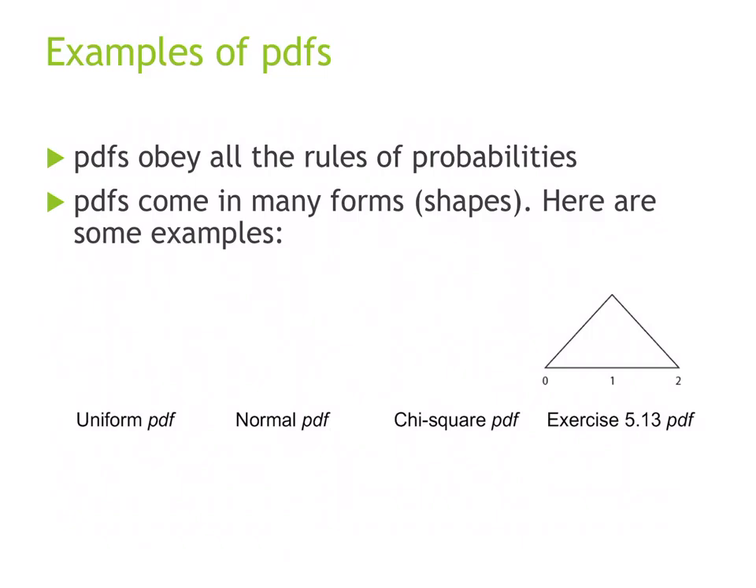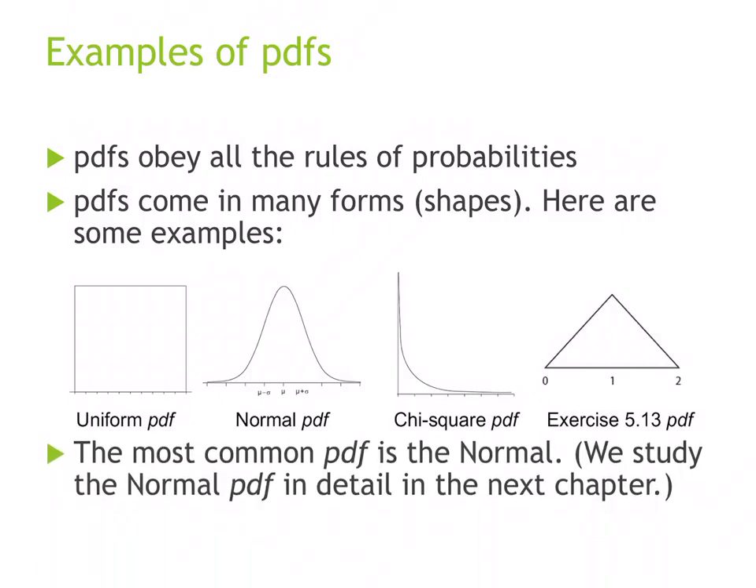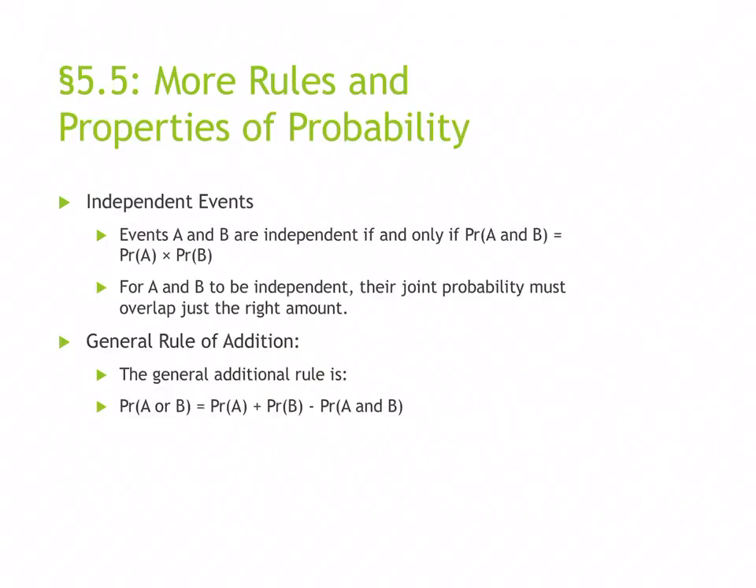PDFs come in many forms and shapes. Here are some examples: a uniform PDF, a normal PDF, a chi-squared PDF, and, for exercise 5.13, a triangle PDF. The most common PDF is the normal PDF that we've shown here. We study the normal PDF in detail in the next chapter. As you can see, this is a bell-shaped curve, and one that we will be going into in a lot more detail soon.